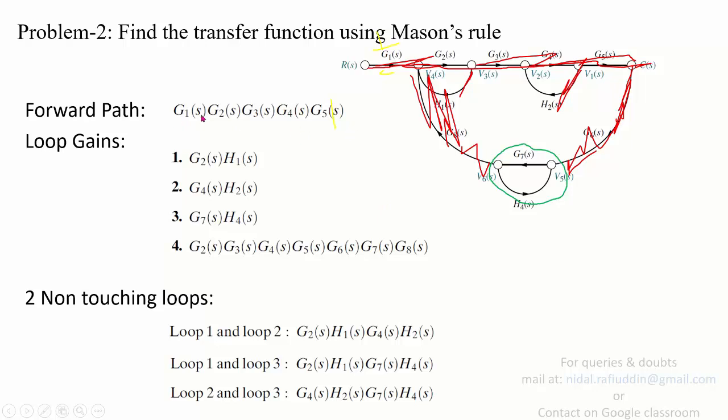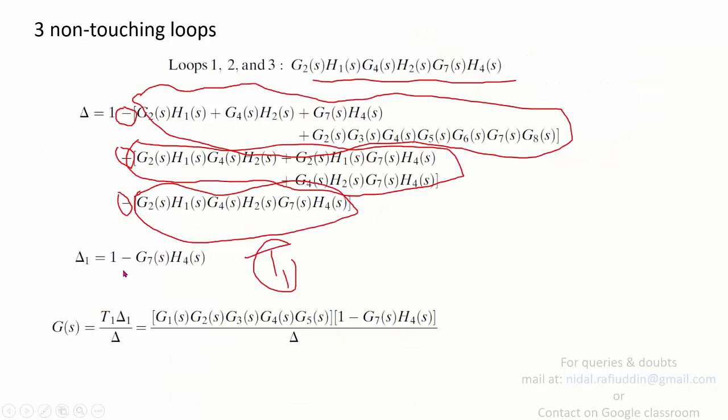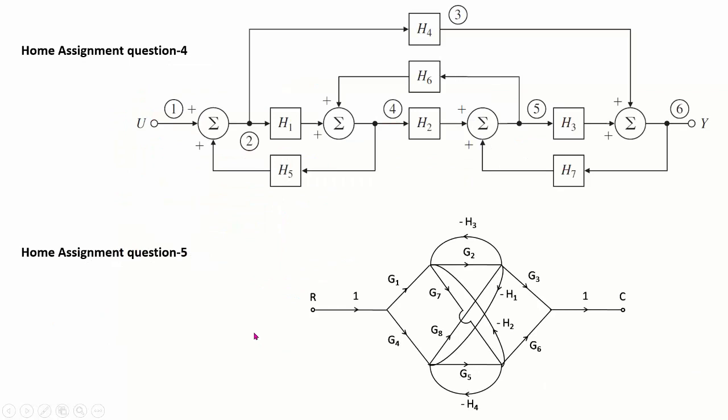And thus, if you substitute all the values, the final transfer function will be given as T1 delta 1 upon delta. This is the final transfer function. For simplification, because delta is going to be quite long, we have not written the value of delta here. So I guess this explains. Then here's your home assignment, questions number 4 and 5. If you like, you can take a snapshot of it.